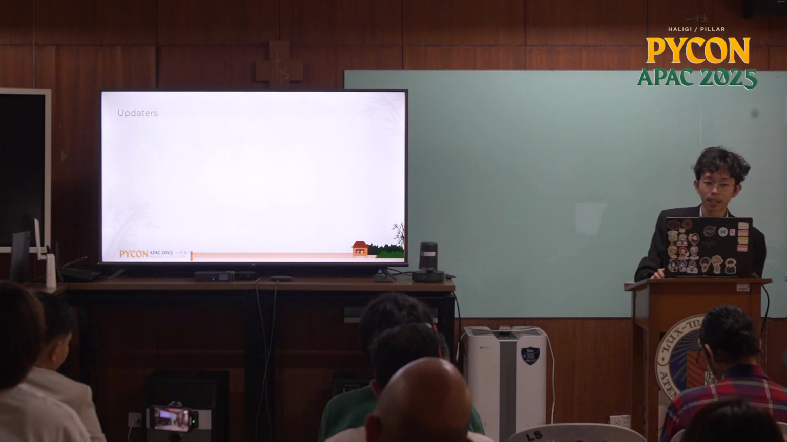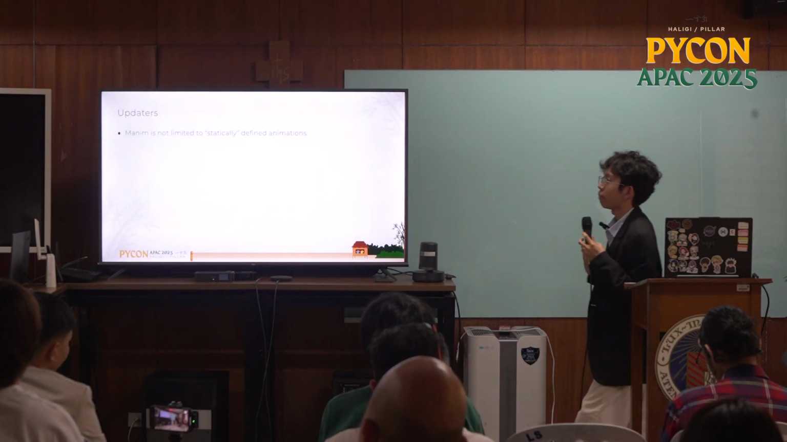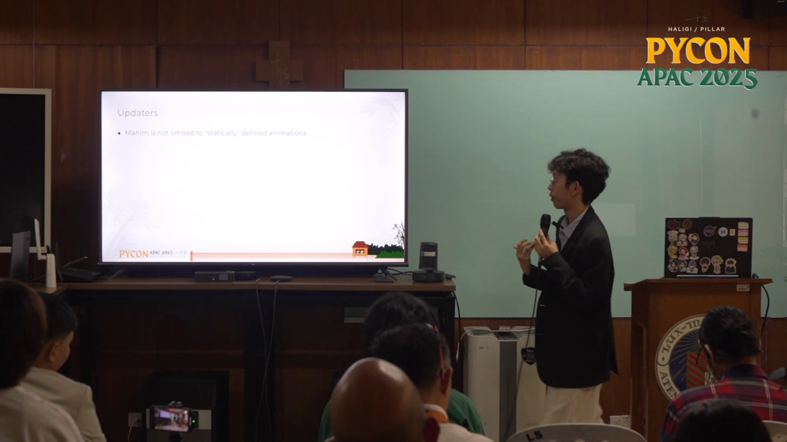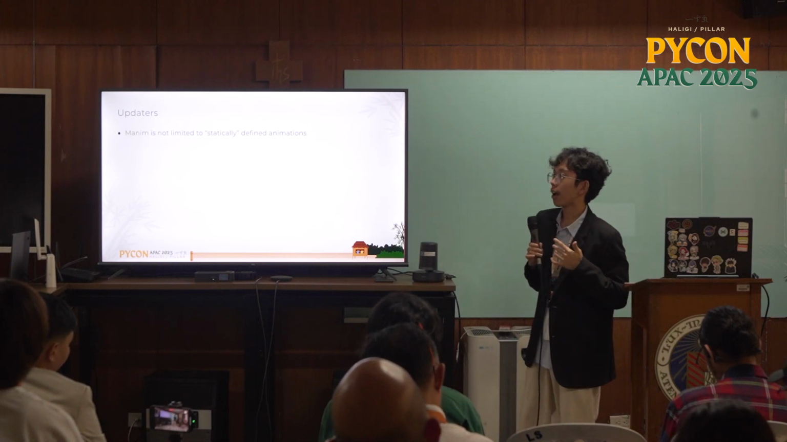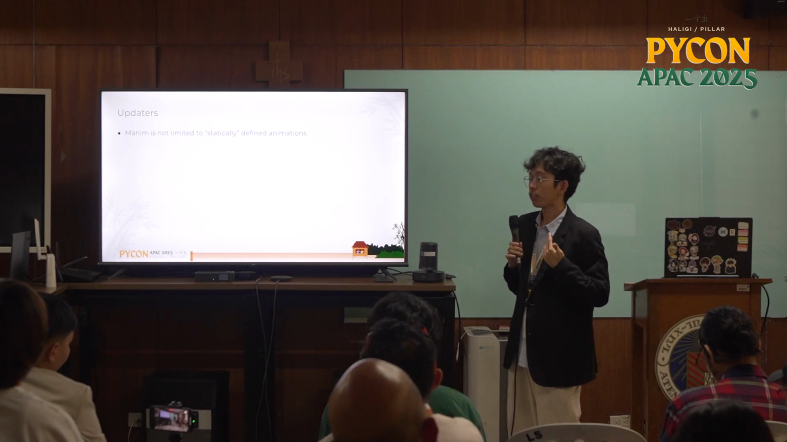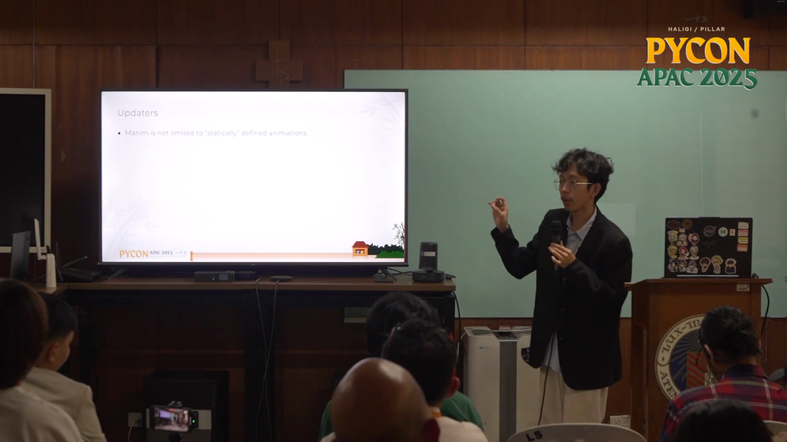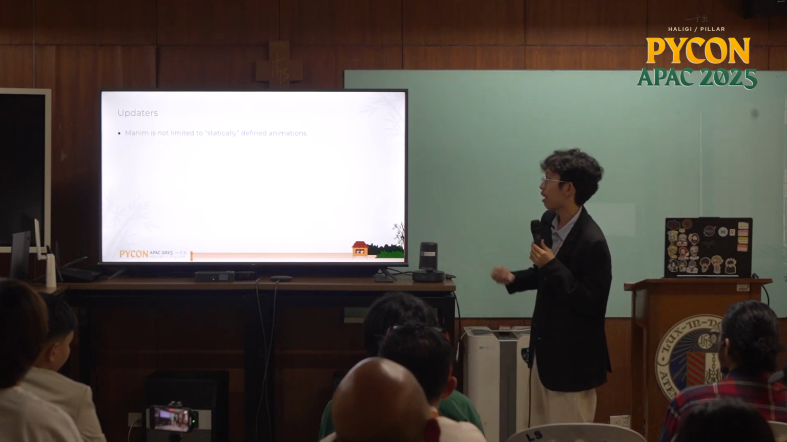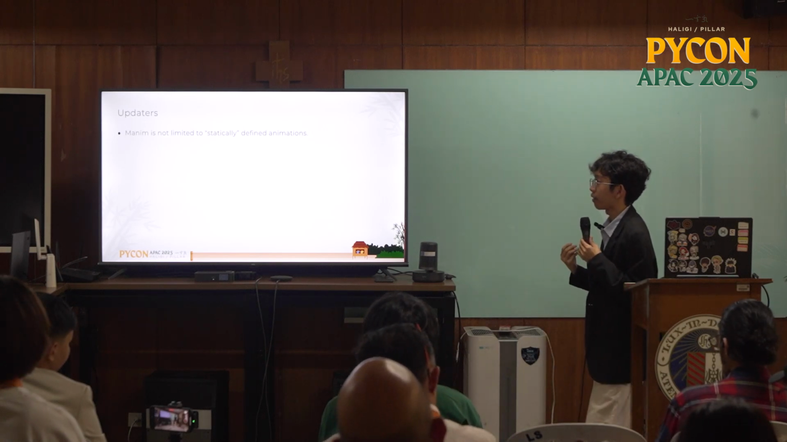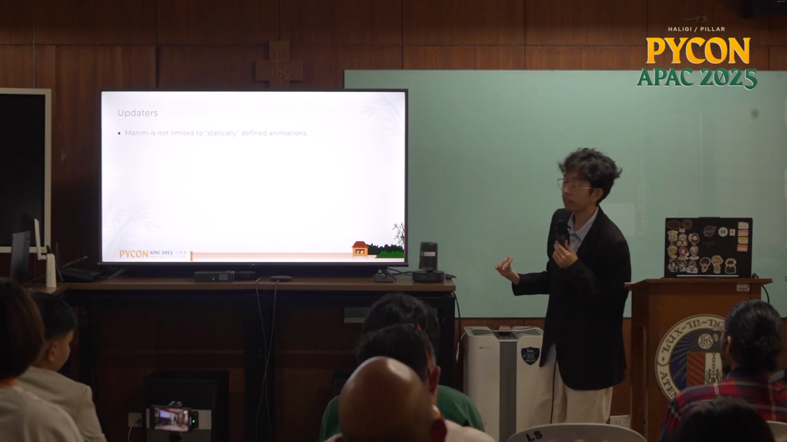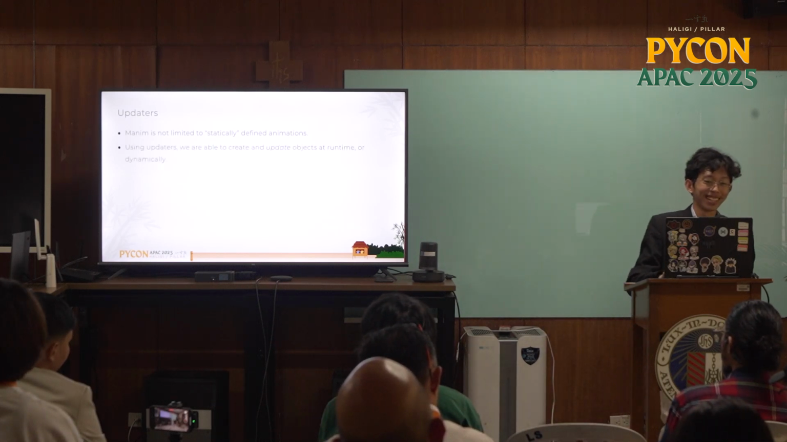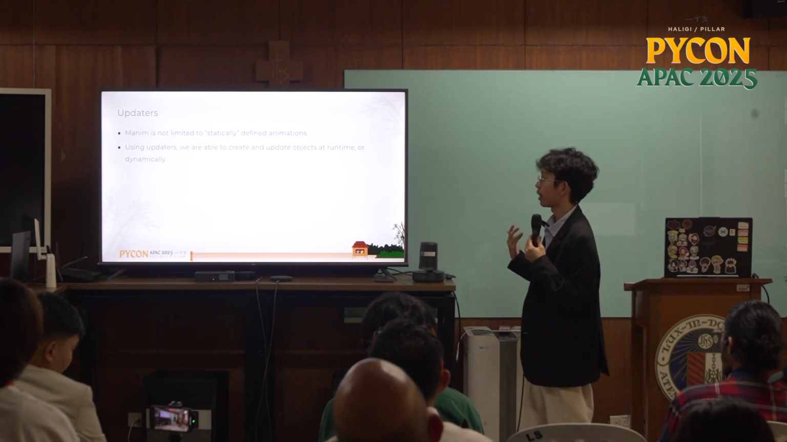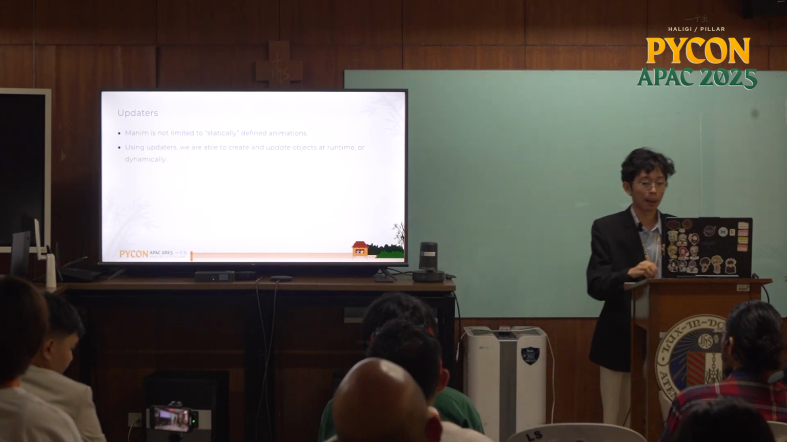So next, now let's talk about updaters. Manim is not limited to statically defined animations. Say if I wanted to animate a ball dropping, I would have to plot all of the points of the ball traveling, simulating the deceleration and then the bounces and the loss of energy due to friction. And I don't want to do that. So using updaters, we are able to create and update objects at runtime, or dynamically. And that would be using math.